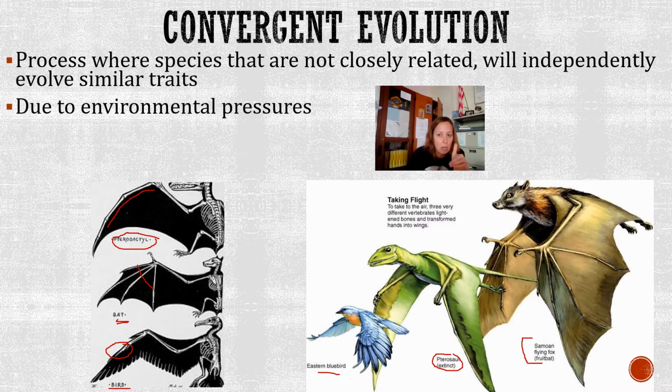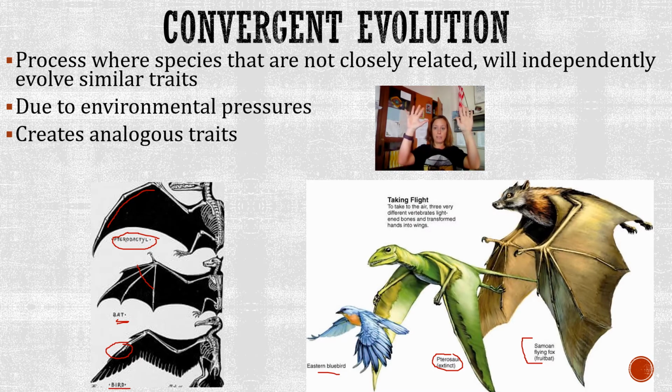So similar, but not related. Those structures are not the same. So this is going to be convergent evolution. Because those traits are not the same, they're considered analogous traits. Convergent evolution, you start different, right? And you come together to look the same. That's what we have to think about.